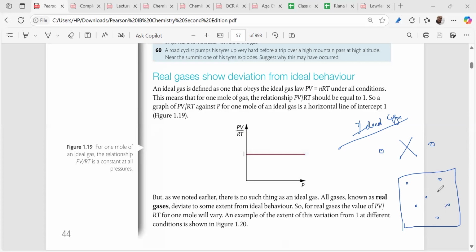No, they will be having some volume. Is it clear? Did you get my point? Those are called real gases. Actually, in the gases, they have some interparticular force of attraction. They have some volume of the particles. Understood this part, right? So they will be having that.